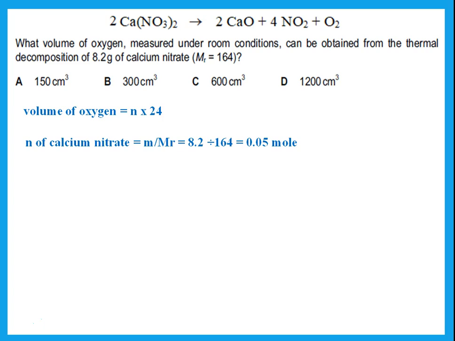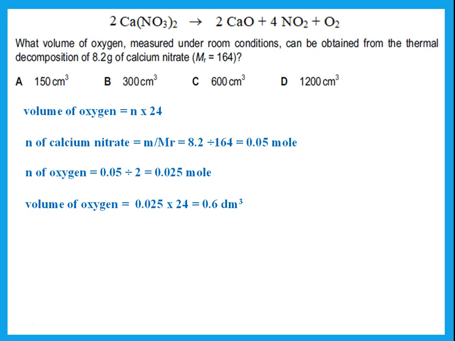Then I look at the equation. What is the number of moles of oxygen with respect to calcium nitrate? It is half of it, right? 2 gives 1, so that's half of it, so the number of moles of oxygen is 0.025, and the volume of oxygen will be the number of moles times 24, which is 0.6 decimeter cubed. But if he gives me the choices in centimeter cubed, that means I need to do what? I need to multiply by 1,000, so that means my answer is 600 centimeter cubed.